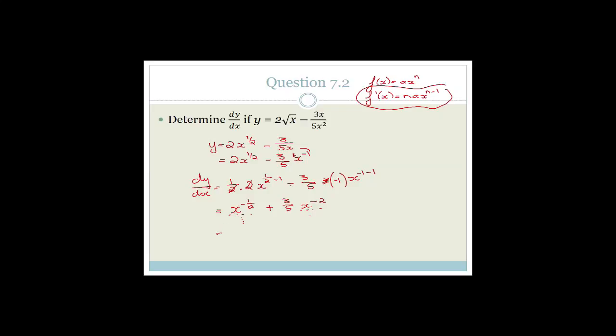So in order to do that, we'd go: that is equal to 1 over x to the half, plus 3 over 5 x squared. And you could even make that look nicer by going 1 over the square root of x plus 3 over 5x squared. There you go. And that is your final answer.